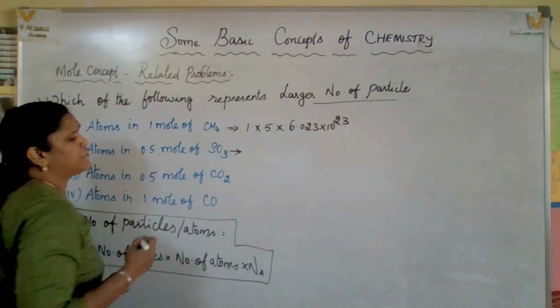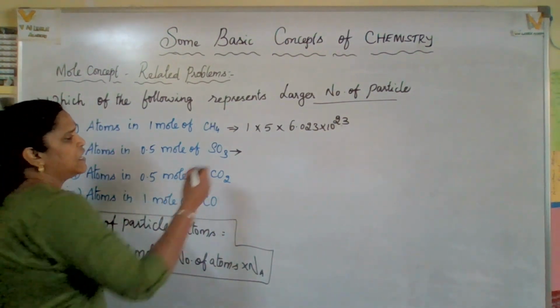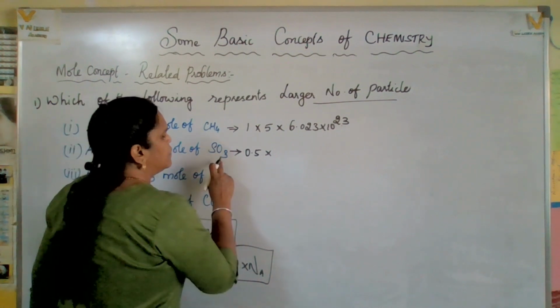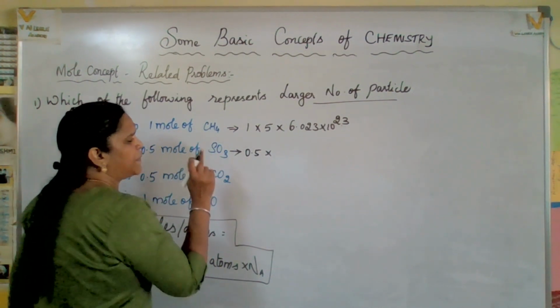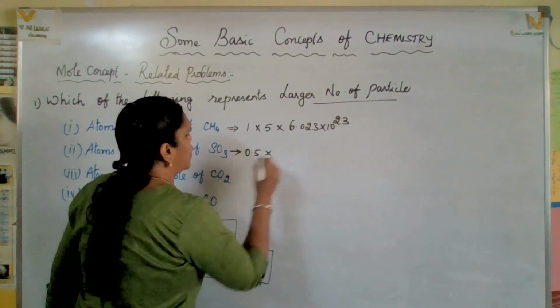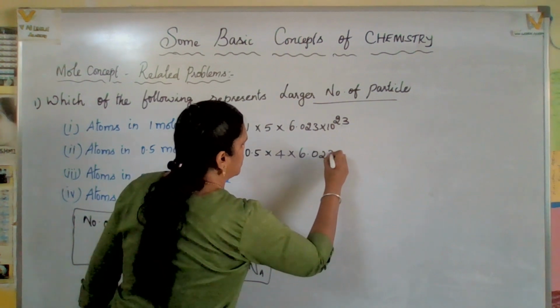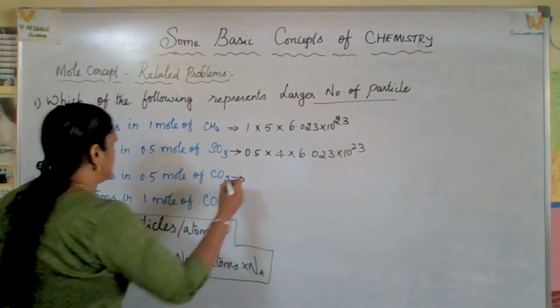Atoms in 0.5 mole of sulfur trioxide. By this time, I think you all finished this. 0.5 into atoms, how many? 3 plus 1, 4. That is sulfur trioxide: oxygen 3 plus sulfur 1. So that means 4 atoms into Avogadro number 6.023 into 10 to the power of 23 particles. Yes. Next, the third one.